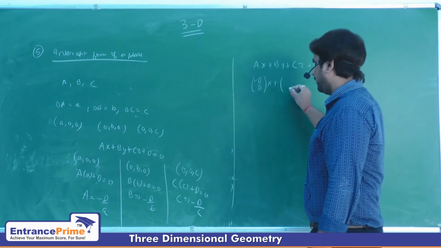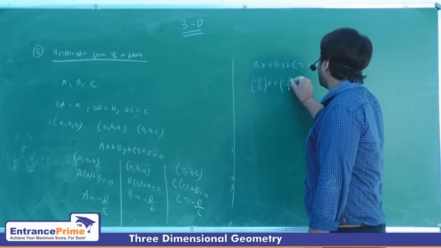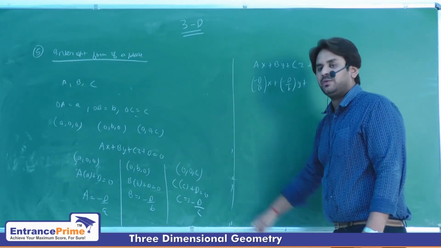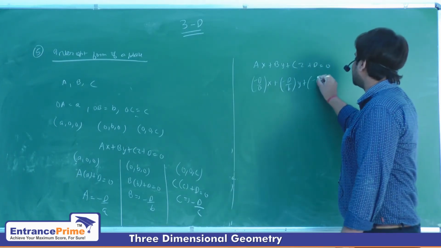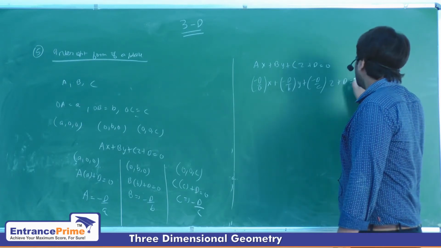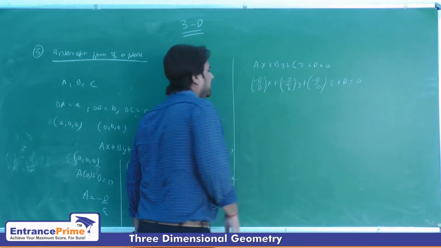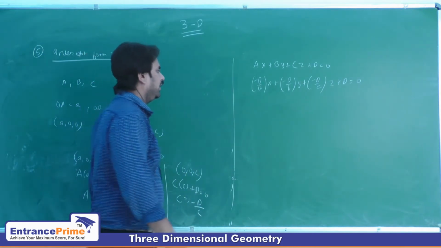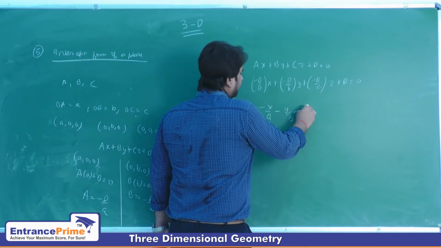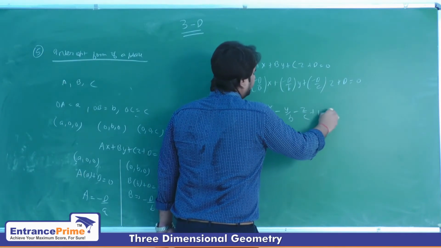So it will become what? It is minus capital D divided by small b into y plus what is c point, by putting 0, 0, c? So it will become minus d divided by small c into z plus d is equal to 0. Okay. Now d will come out to be common and it will cancel out. So it will become what? Minus x by a minus y by b minus z by c plus 1 is equal to 0.